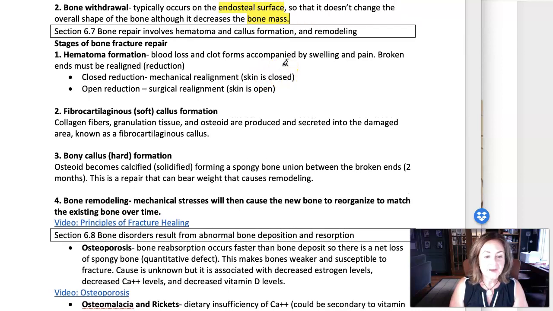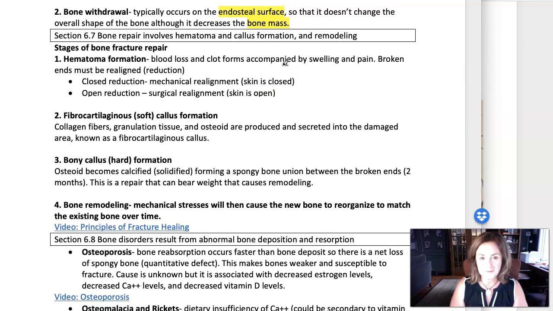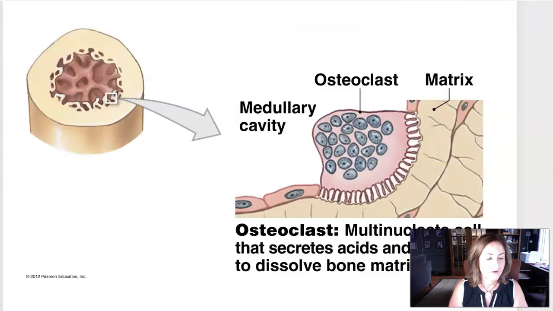The next thing I have in the notes, I have two more things regarding bone. One is how bone breaks repair themselves, and you can see I have the steps listed here. I'm going to look at a picture for this. And then there are some diseases that you need to know. So I'm going to jump back to the pictures and look at a picture from our book.